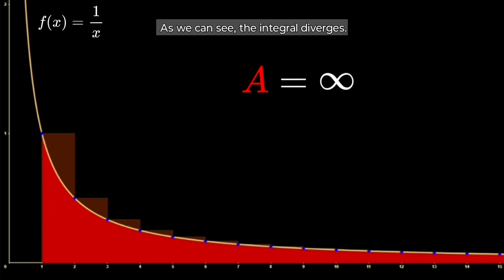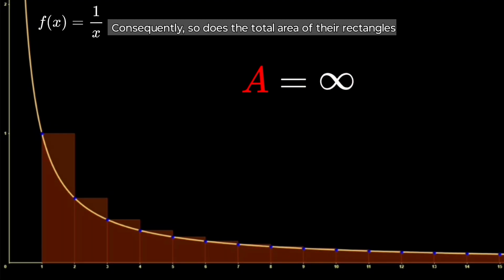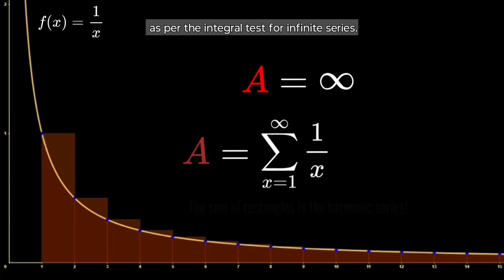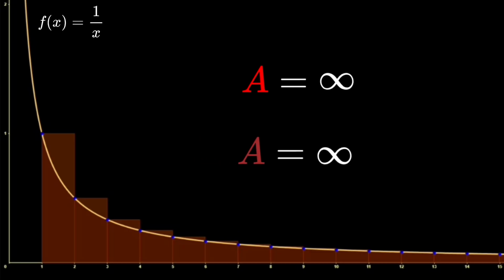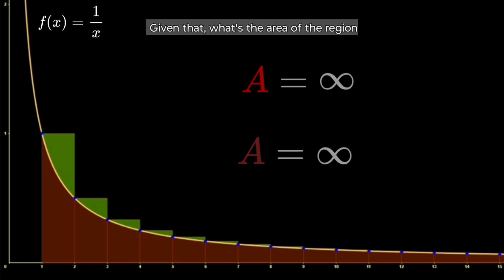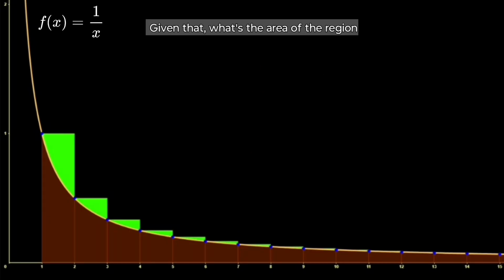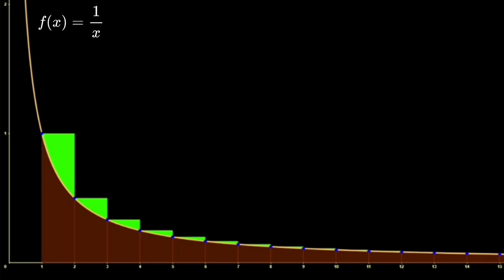As we can see, the integral diverges. Consequently, so does the total area of the rectangles as per the integral test for infinite series. Given that, what's the area of the region shaded in green?